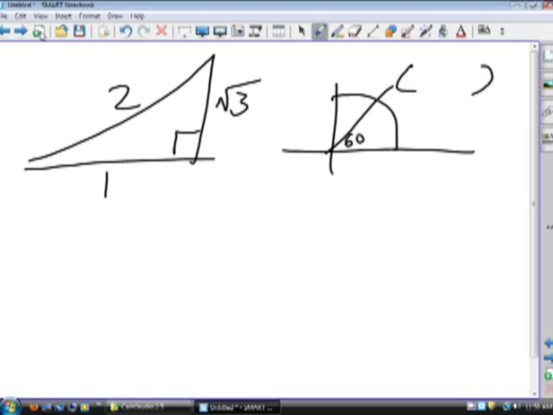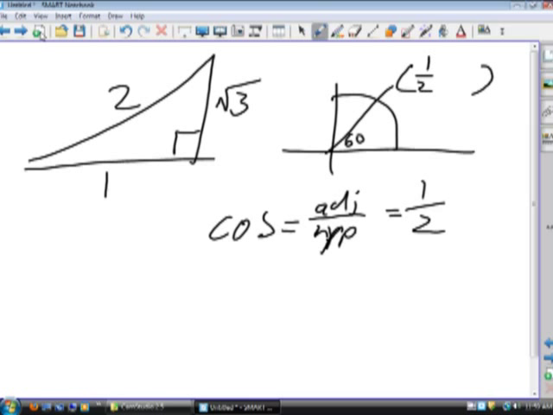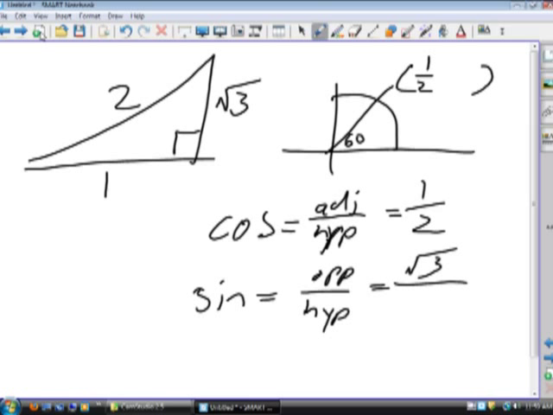And our x-coordinate, our cosine, is equal to adjacent over hypotenuse. And adjacent here is 1. Hypotenuse is 2, so it's 1 over 2. And for our sine, which is our y value, that is going to be equal to opposite over hypotenuse. And that is going to be equal to, opposite is square root of 3, and hypotenuse is 2. So square root of 3 over 2.